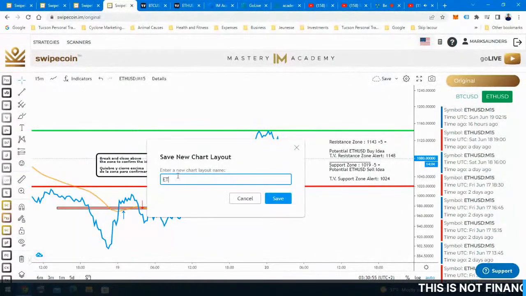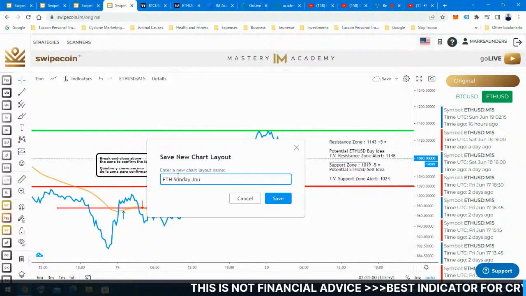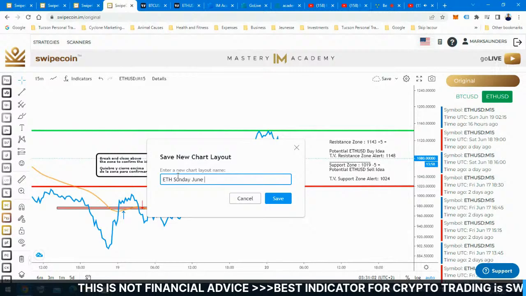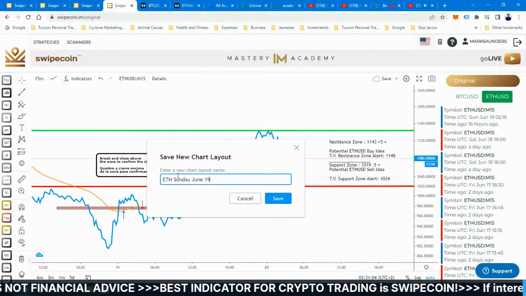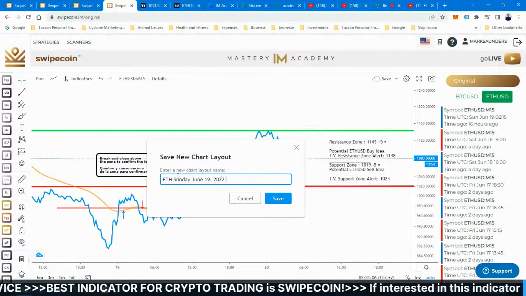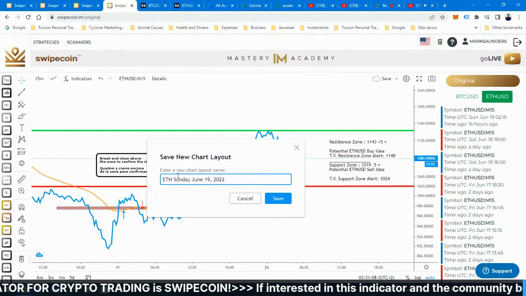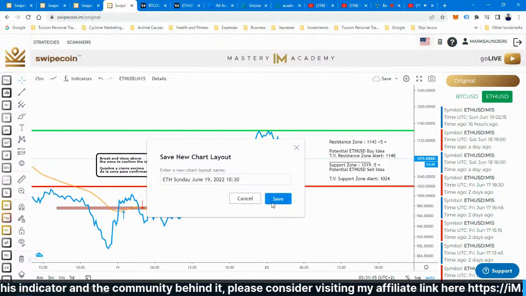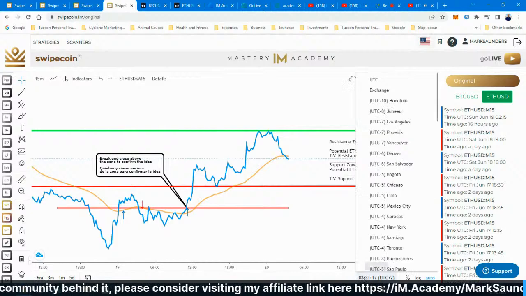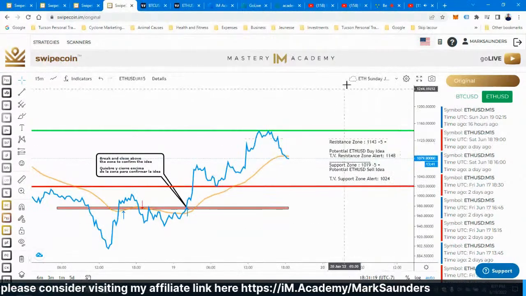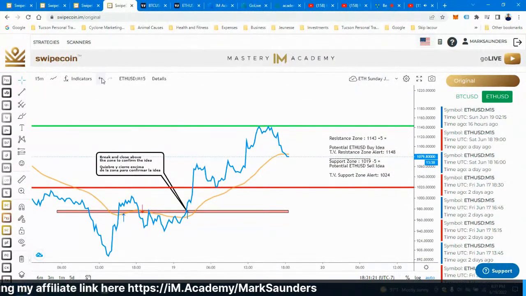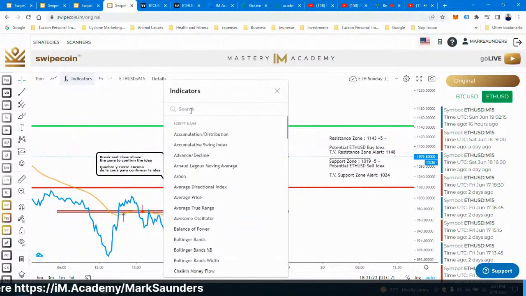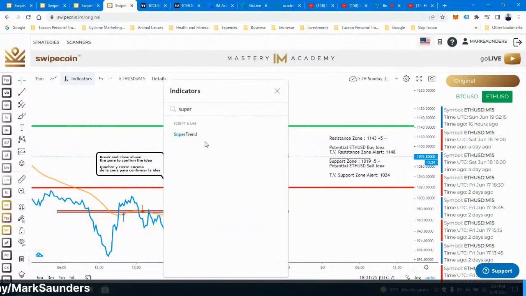ETH. Sunday, June 19th, 2022. Let's see, 18:30 is the time. Save. I'm gonna convert this to my local time. Save. Okay. Now I'm gonna add in our awesome indicator called Super Trend.